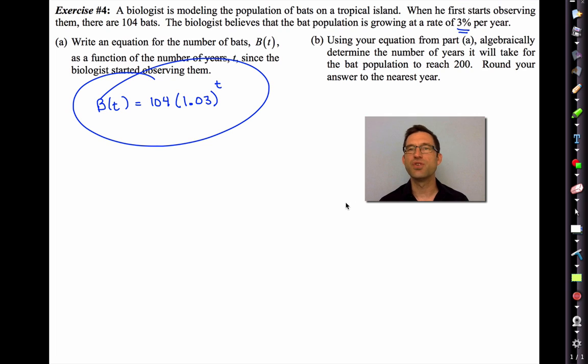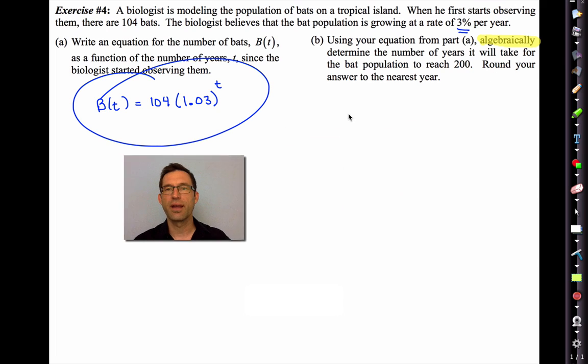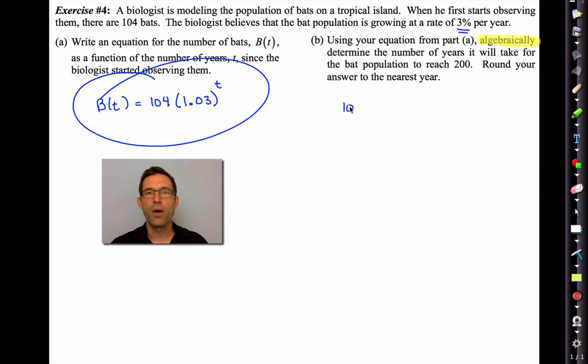Letter B says using your equation from A, algebraically, that's a very, very important word. We all know that, right? Algebraically, determine the number of years it will take for the bat population to reach 200. Round your answer to the nearest year. Well, before we would have had to have done this graphically, and it's kind of a pain to do it graphically. I mean, it's not terrible, but kind of a pain. Right? We'd have to put this in, graph, get a good window, use the intersect command, etc. But now let's take a look at this. We want to solve for t.